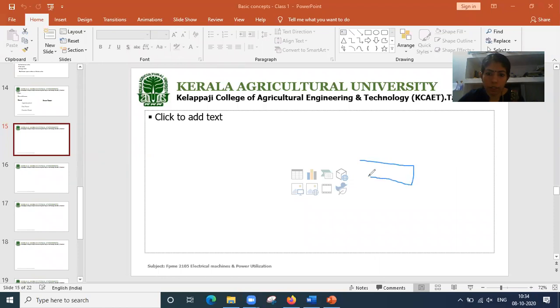In another way, assume a magnet and we wind a coil on this magnet. Then when we move this magnet inside the coil, horizontally from left to right, the magnetic field lines will also cut the coil.